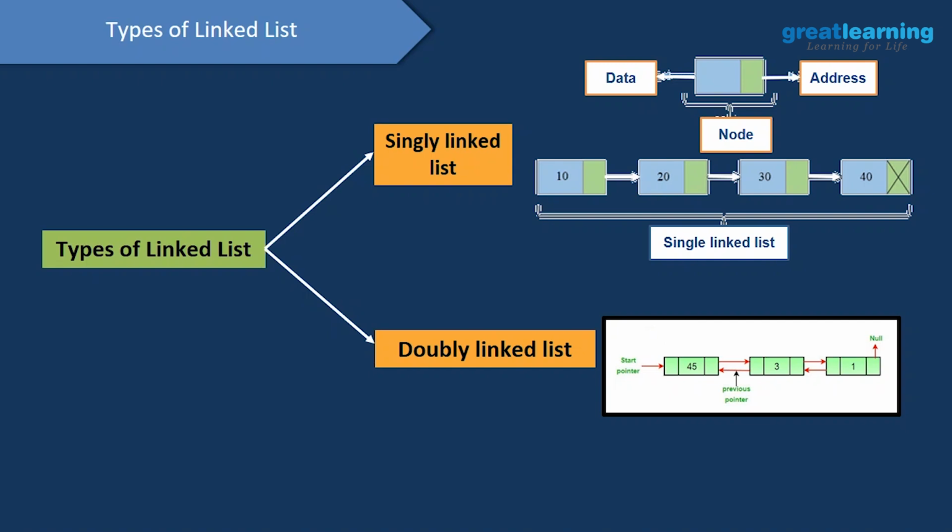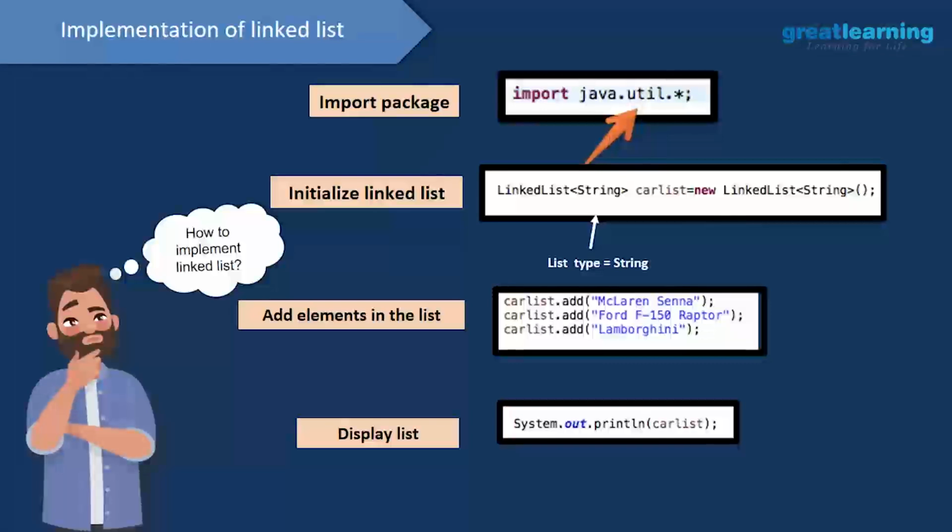Now we will see how we can implement a linked list using the collection framework. First we need to import the package, which is part of java.util, obviously the util package. Then we initialize the linked list. How can you initialize a linked list? You need to call the LinkedList class, then provide the linked list name, and we will see how you can use this linked list in the code. Let's see how you can do that.